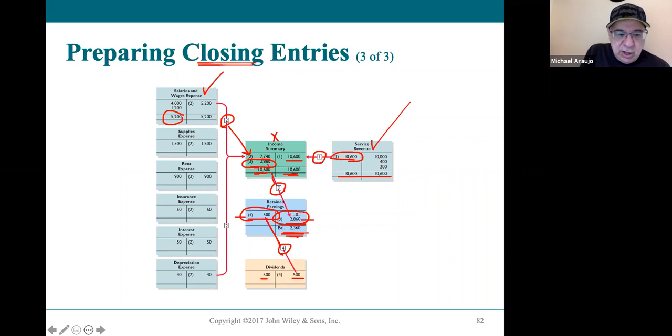Okay. So those are your checkpoints. Your income summary checkpoint should be looking like your income statement. Your retained earnings checkpoint, this should all look like your retained earnings statement. They are connected.